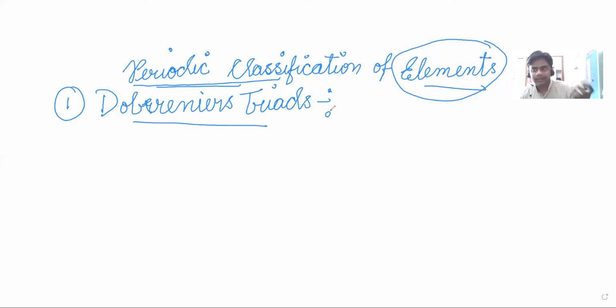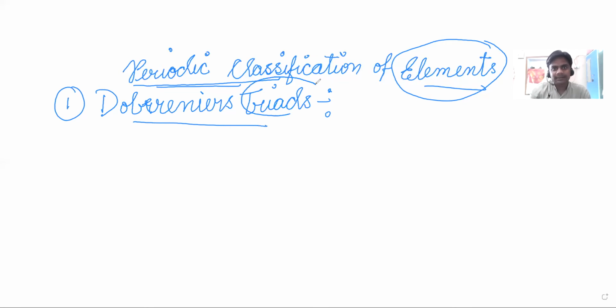Second one, Newlands' law. Third one, Mendeleev's periodic classification. One more, Lothar Meyer, but we will not discuss that, as it is not in the CBSE syllabus. Then we will have the modern periodic classification. Different scientists have given their different ideas. So first we will discuss Dobereiner's triads.